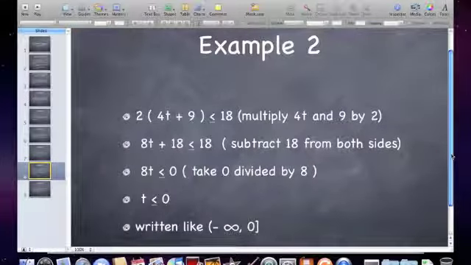Alright, 2 is outside of the parentheses, which is 2(4t + 9) is less than or equal to 18, so you need to multiply 4t and 9 by 2. And then you get 8t plus 18 is less than or equal to 18. You would subtract 18 from both sides. So 8t is less than or equal to 0. So take 0 divided by 8. And you get t is less than or equal to 0. Written like parentheses, negative infinity sign, comma, 0, a bracket.